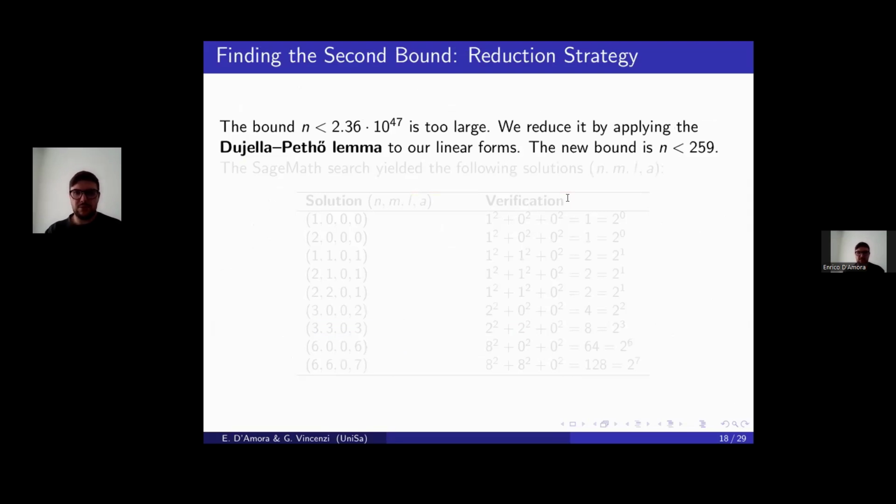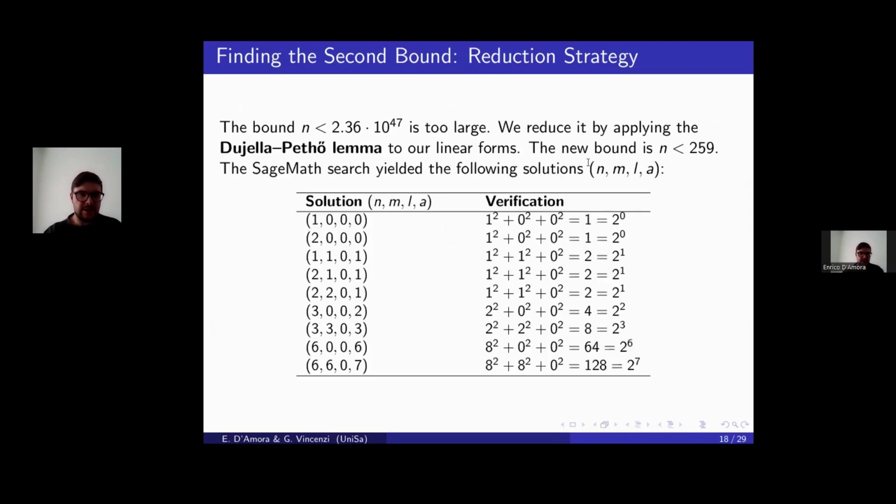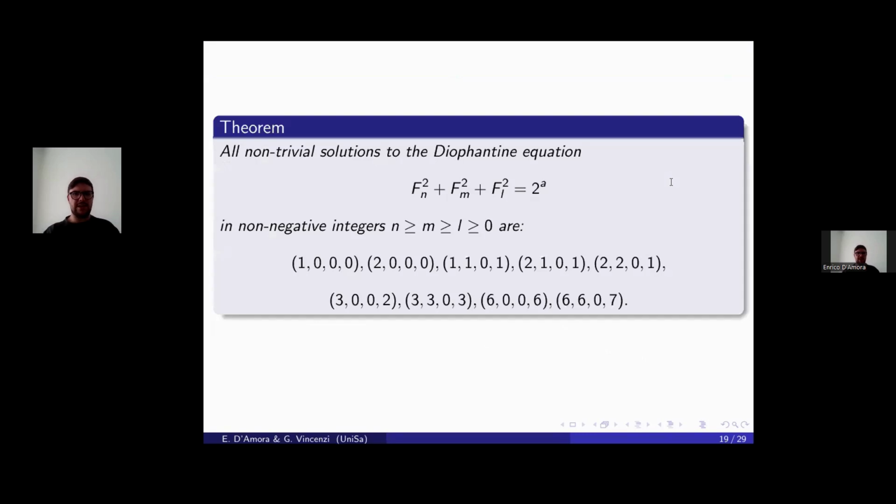Okay, so the bound is too large, we will use the Dujella-Pethő lemma, and the new bound is 259. We used math software, we used SageMath, and these are all solutions that we have calculated with software. Okay, so in essence, we have proved the following theorem. All non-trivial solutions to the Diophantine equation are these.